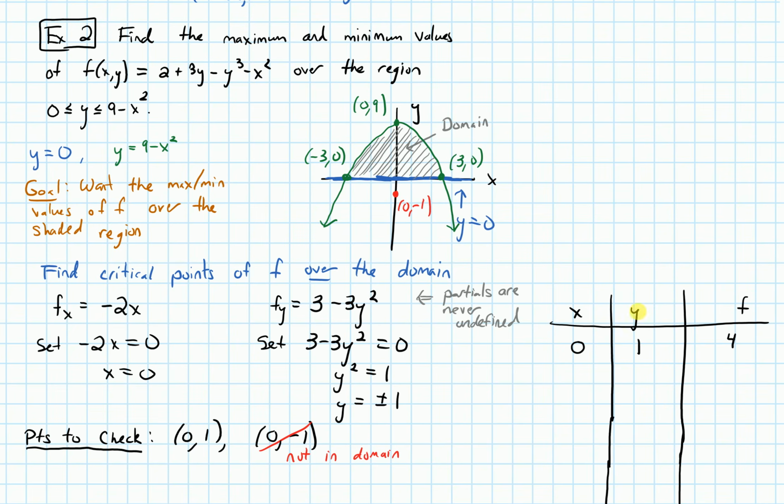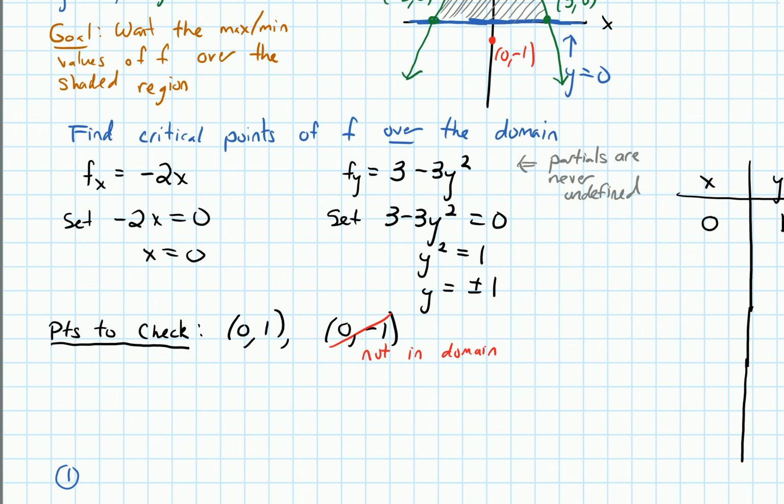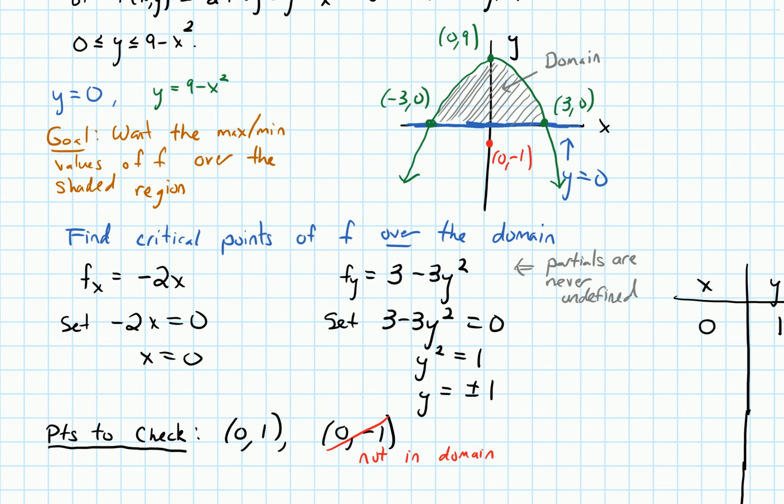Okay, so far we have one possible candidate of where this max or min might happen, this critical point, but we still need to consider the boundary. The max or min might happen at the boundary. So for the boundary, there's sort of two parts to it. There's this line segment here, I'm going to call that part 1, and there's this parabolic portion, and I'm going to call that part 2 of this boundary curve. So I'll consider those one at a time.